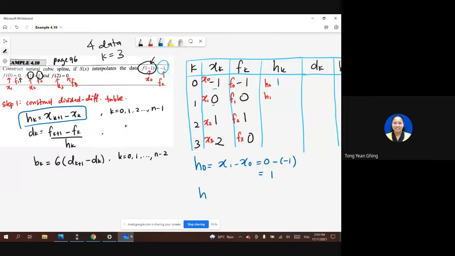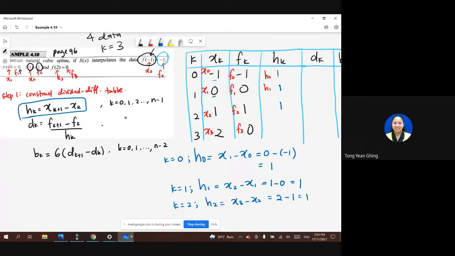So I continue with H1. Based on this equation, X K plus 1. That means when K is equal to 0, this is K equal to 1. Okay. So H1 is equal to X2 minus X1. So X2 I have 1, X1 I have 0 minus. So it becomes 1. So I put here 1. Can? Now K equal to 2. So H2 equal to X3 minus X2. That means X3 is 2 minus 1. So 1. So here is 1.